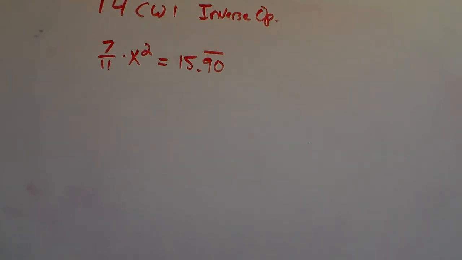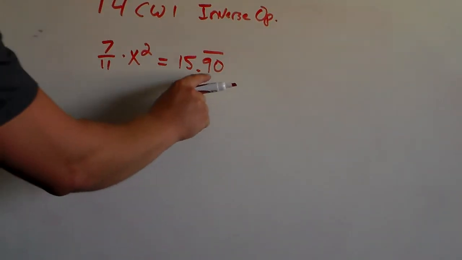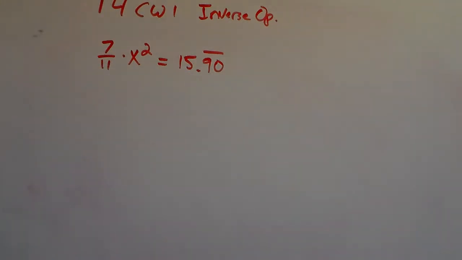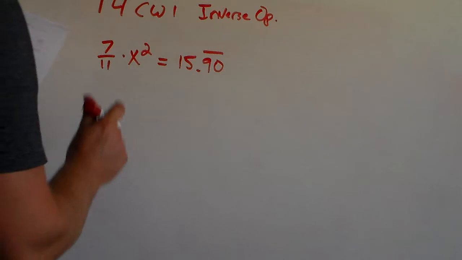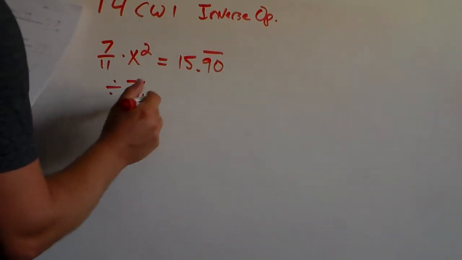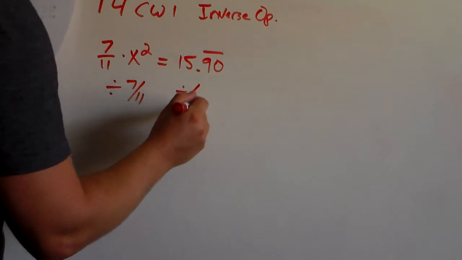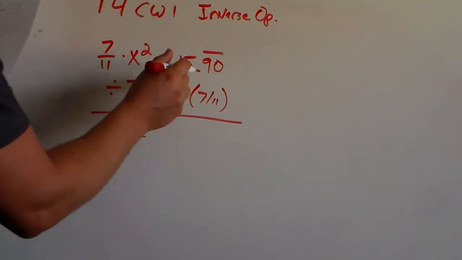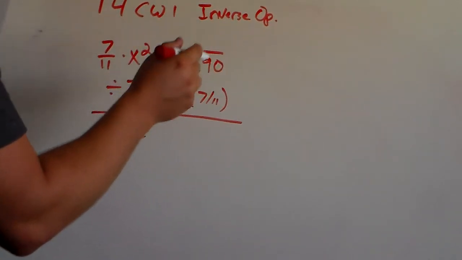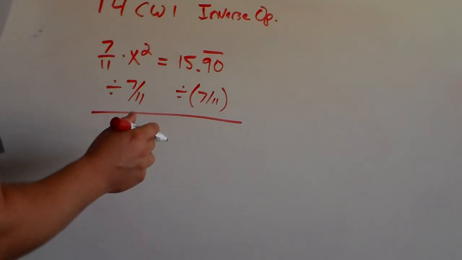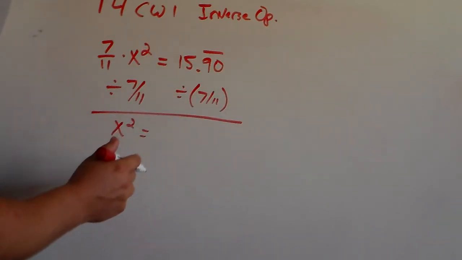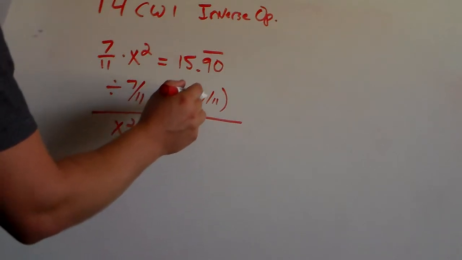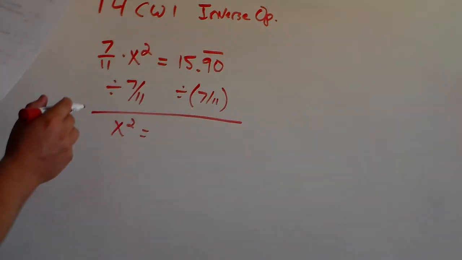We have 7/11 times x squared equals 15.909090, because that's bar notation. So it's a whole bunch of 9's that I need you to put in your calculator, because we can't put bar notation in your graphing calculator just yet. Divide by 7/11 on both sides. When we do that, we're going to have x squared equals 15.90, 90, 90, 90, all the way to the end, a whole bunch of 9's. The more 9's there are, the more accurate you'll get. And then hit divide, parentheses, 7 divided by 11, close parentheses, then hit enter on your calculator.